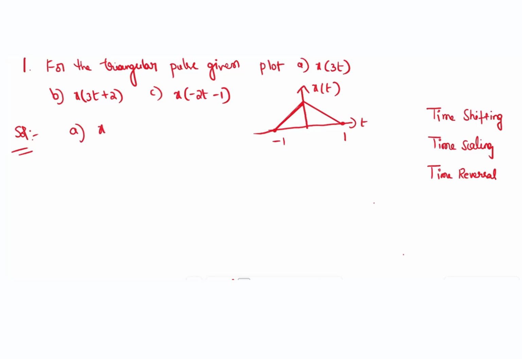Yes, the first question is plot x of 3t. We know it is scaling. From this, we can write the scaling factor A as 3. So how to plot? Simply you have to do this: x-axis points 1 divided by the scaling factor and minus 1 divided by the scaling factor. So if you plot it, this is 1 by 3 and this is minus 1 by 3. So what is this? This is x of 3t.